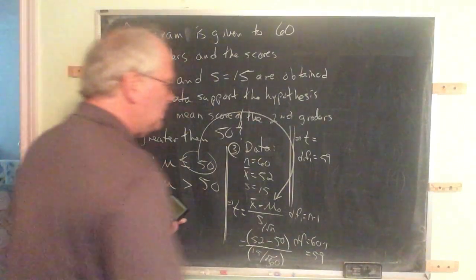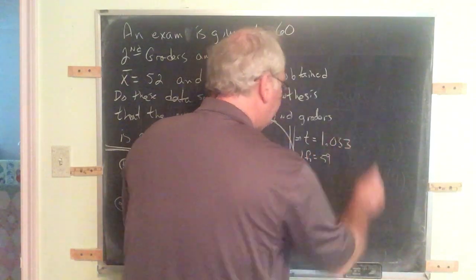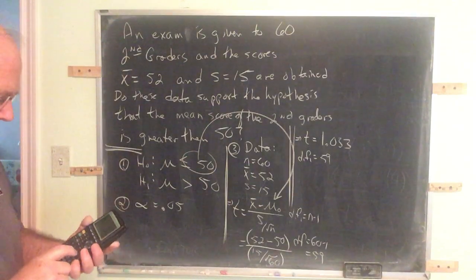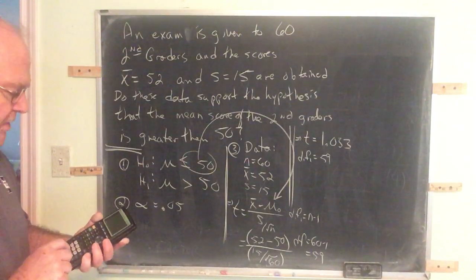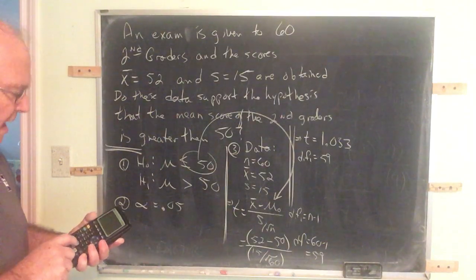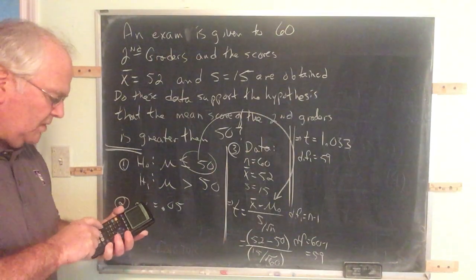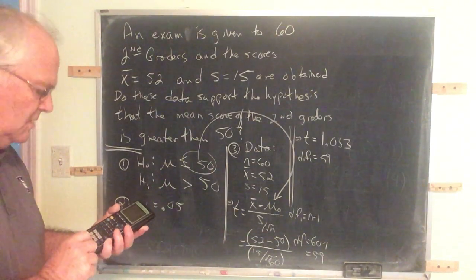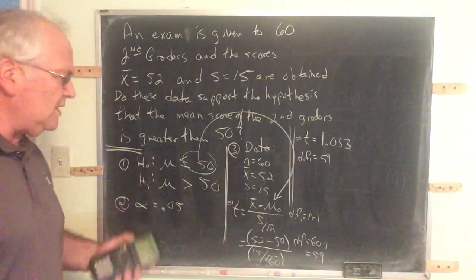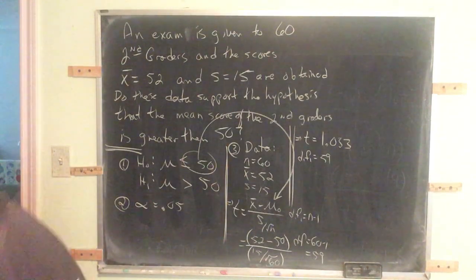1.0327. I'm going to round this to 3 decimals, 1.033. So my t-score is 1.033. Just to be sure, I'm going to double check that. Open parenthesis, 52 minus 50, close parenthesis. Divide by, open parenthesis, 15, divide by the square root of 60, close, and I have 1.033, approximately. So 1.033 is the value I'm going to be using with my 59 degrees of freedom.